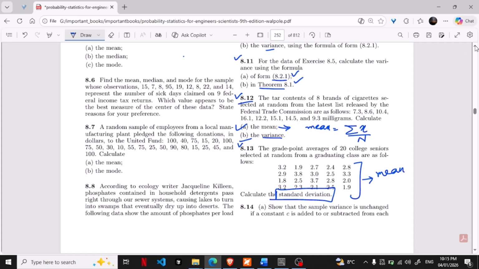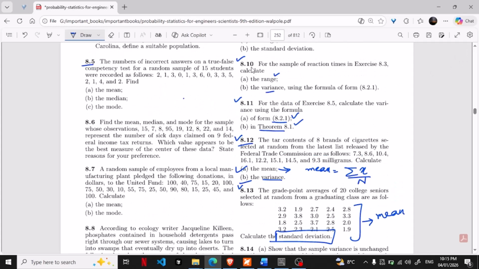So that's it for today, in which I explained the conceptual overview of questions 8.10, 11, 12 and 13.